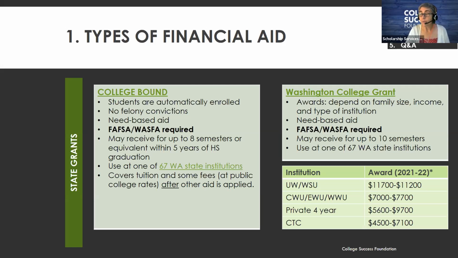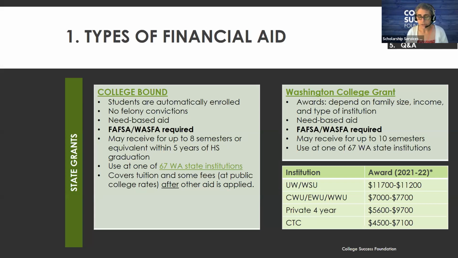It may be used for up to 4 years, and students have up to 5 years post-high school graduation to use it. So a student may take a year off after they graduate high school. They will still have 4 more years to use it. It has to be used only in Washington State at one of the 67 Washington State institutions. And usually it works in tandem with the Washington College Grant.